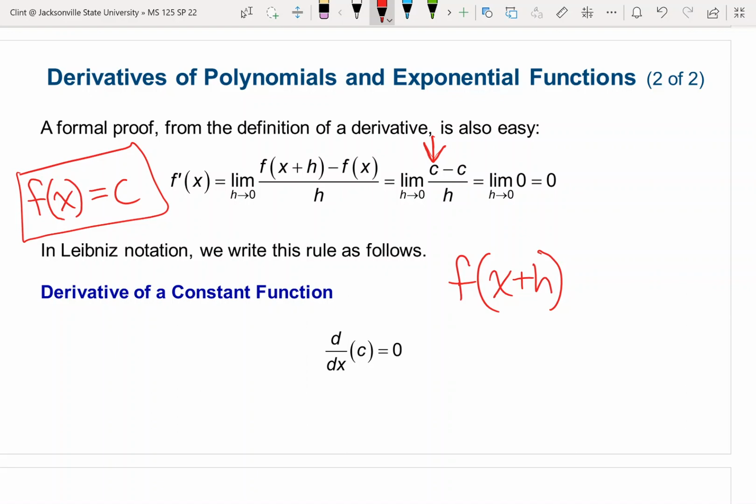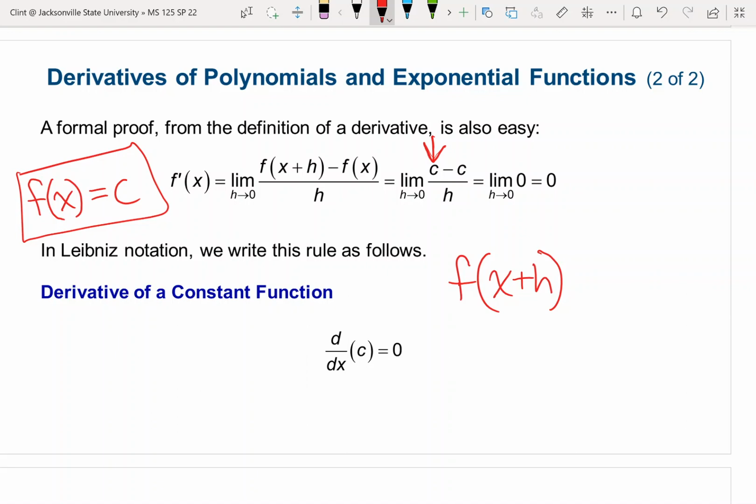But where do we have an x in our original function? Nowhere. It's just constant. So no matter what we plug in for x, we get out c. So here, our first one, we're going to get c. And then our original function, we're going to get c. So on the top, we just get 0 over h, which is just 0. Okay, that's the long version. We don't have to do that.